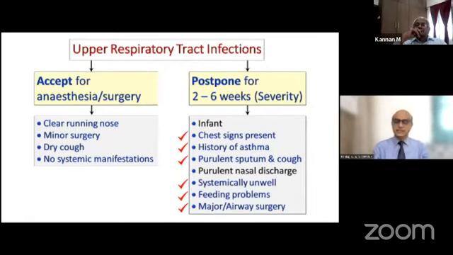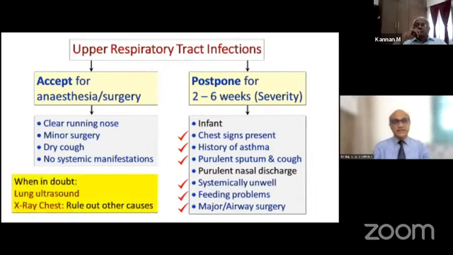to postpone the child. But when in doubt, when you really cannot make a decision, it's better to do a lung ultrasound. At times it can pick up collections in the pleural cavity. At times also can give you dynamic or static bronchograms. And if you are not competent enough to do a lung ultrasound, then of course an X-ray chest would be advisable.